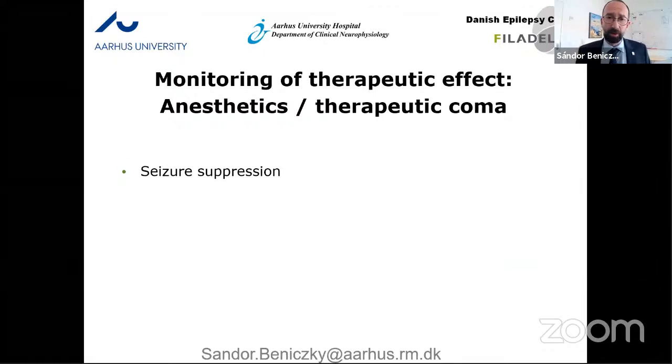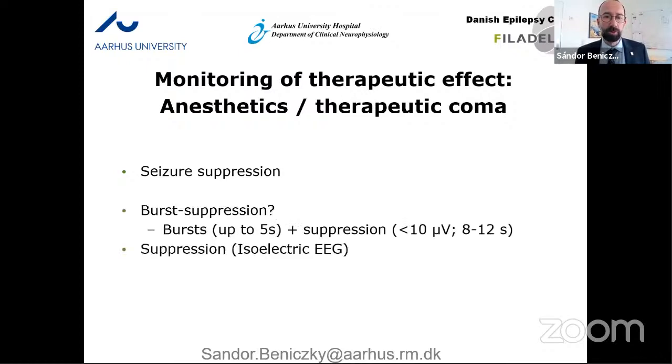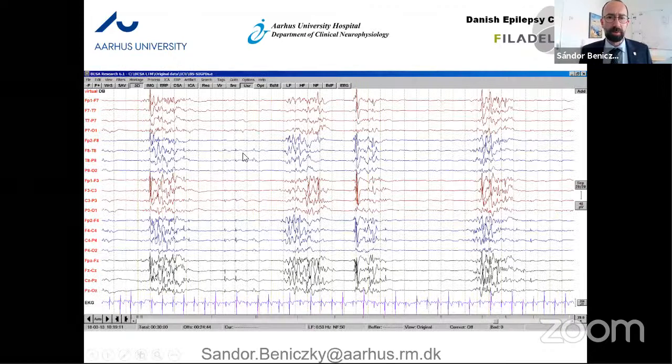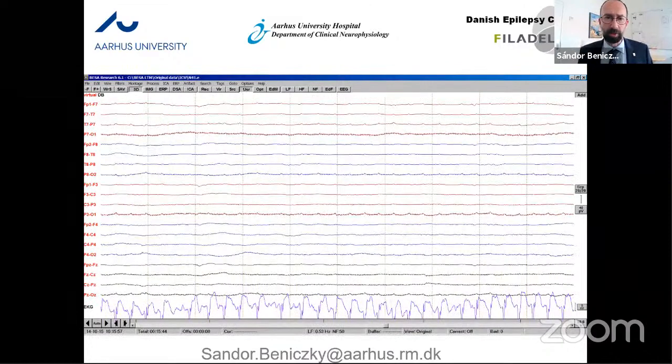Everyone would agree that the target here is seizure suppression, but there is no consensus on how deep you should go with the therapeutic coma. Should you aim for a burst suppression or a total suppression with isoelectric EEG? Most centers, when it comes to burst suppression, aim for a combination of bursts up to 5 seconds in duration and suppression of around 10 seconds plus or minus 2 seconds, so between 8 and 12 seconds of suppression. Here you can see a very nice burst suppression pattern induced by the anesthetic. And then here, this went to total suppression.